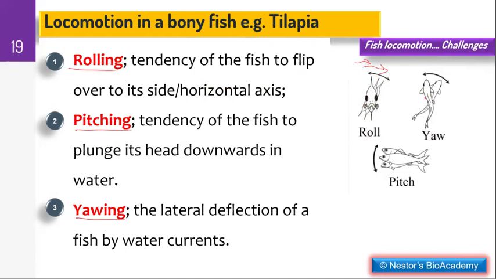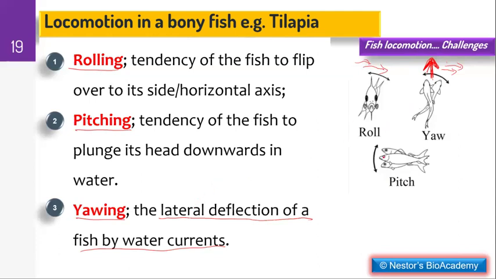And we also have what we refer to as yawing, and yawing is basically the lateral deflection of a fish by the water currents. Look at this fish. Perhaps it wants to maintain this trajectory and go in this direction that I'm highlighting with the arrow. But due to the water currents, there might be some force tending to deflect it from its course so that it is moving towards the right side or changing its course towards the left side there. So that will be yawing.